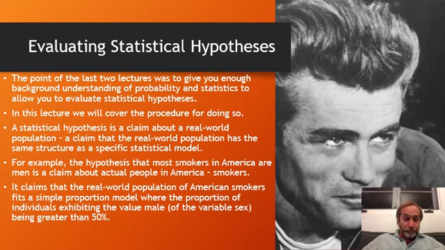So, for example, the hypothesis that most smokers in America are men, well, that's a claim about actual people in America, right, about smokers. And what it's claiming, more specifically, is that the real-world population of American smokers fits a simple proportion model where the proportion of individuals exhibiting the value male, which is the value of a variable, which we call sex or gender, is greater than 50%.